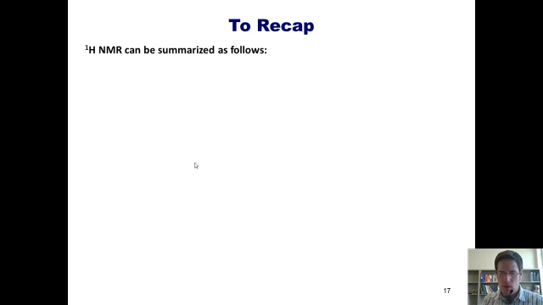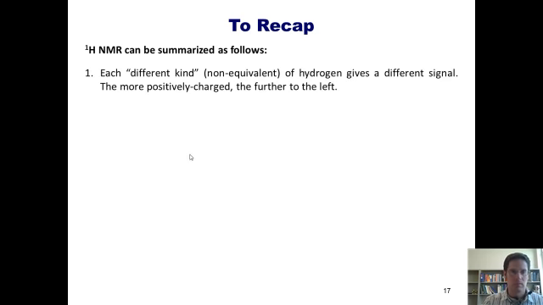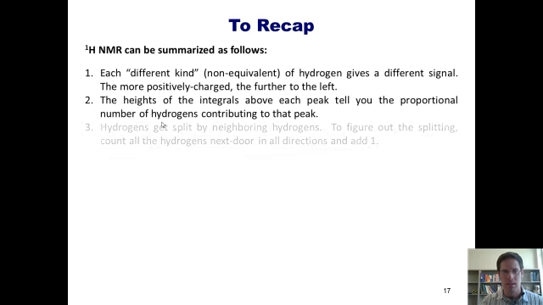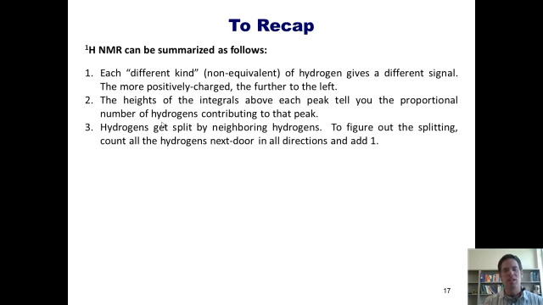So hydrogen NMR can be summarized as follows. 1. Each different kind or non-equivalent hydrogen gives a different signal. The more positively charged, the further to the left. 2. The heights of the integrals above each peak tell you the proportional number of hydrogens contributing to that peak. 3. Hydrogens get split by neighboring hydrogens. To figure out the splitting, count all of the hydrogens next door in all directions and add 1.